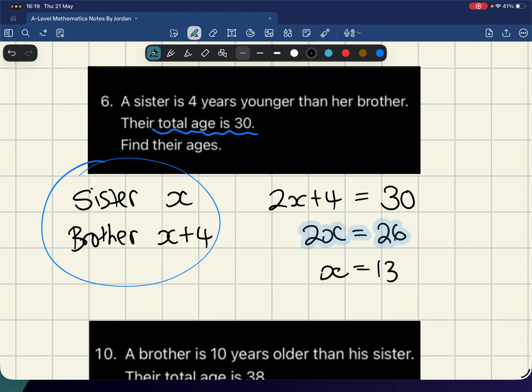Obviously the x value is different, but you actually called the sister x this time, so that makes her 13, and the brother would be 4 years older than that, which would be 17. Again, you can see 13 add 17 gives us 30, and they're the same ages as we got previously. So just to show you, there are different ways of doing it. You can either think of the sister as x or the brother as x, and then just write the other sibling's age depending on what the information says.